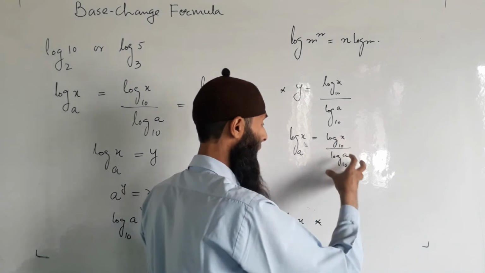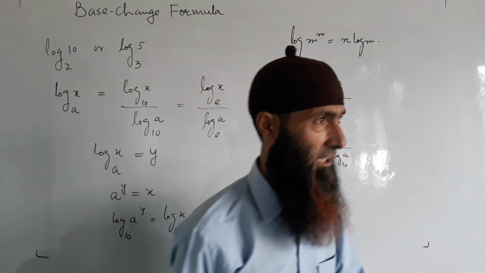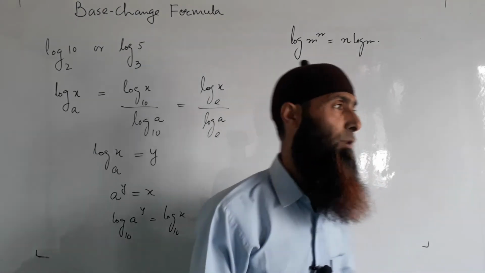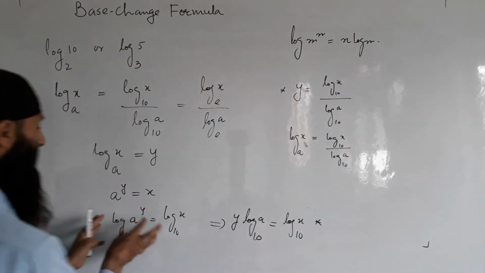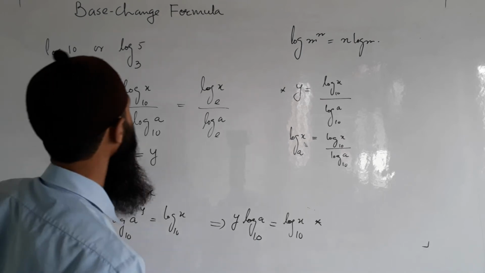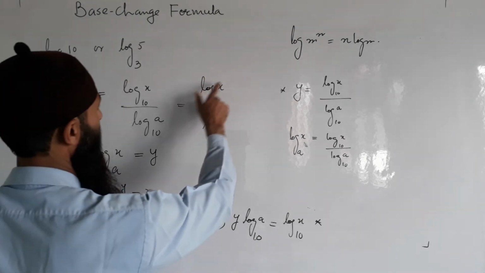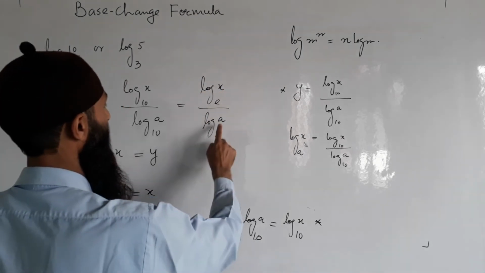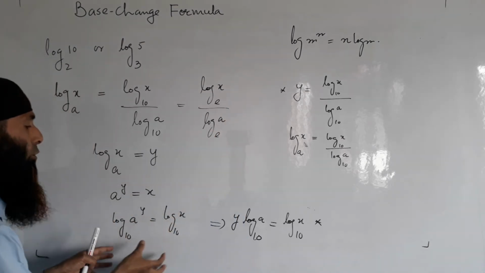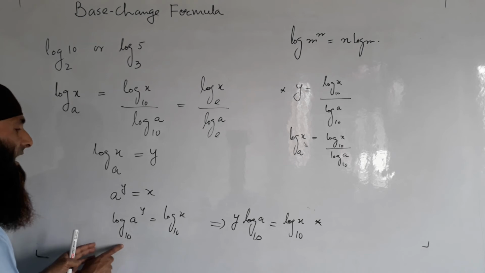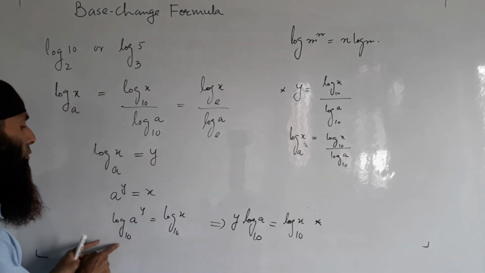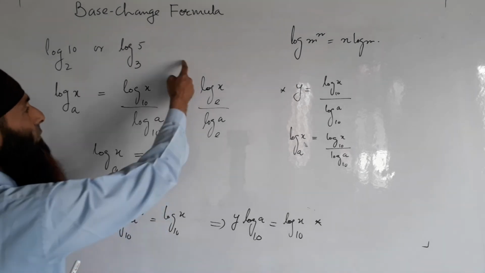So we can evaluate this logarithm with the help of a calculator. Here I would like to tell you that if we had taken the logarithm with the base e, then we would have got this formula: log of x to the base e divided by log of a to the base e. So here is your choice which base you use. If you use logs to the base 10, then you will get this formula, and if you use logs to the base e, then you will get this formula.